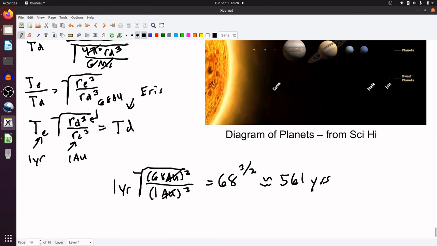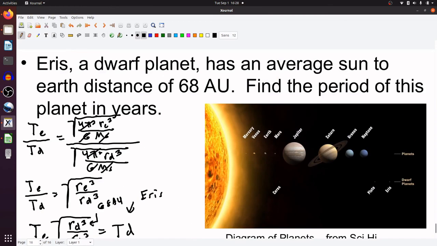So Eris, and you can tell from out here, it's way out there. I can't do that because it's... I can do this. Ha ha. Yes, I can. Eris is way out there.